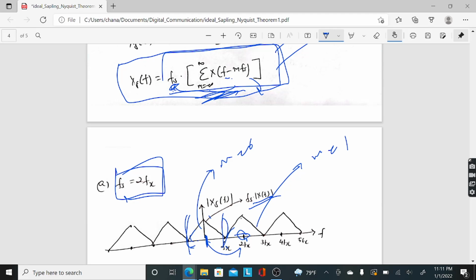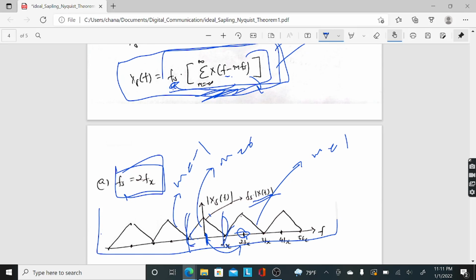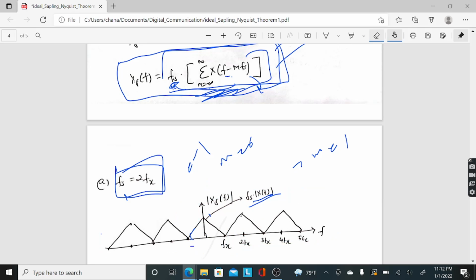Same way, when m equal to minus 1, this would be x of f plus fs. So this will be left shifted by 2fx. So this is when m equal to minus 1, and so on. So when I plot the entire summation, basically I get a continuous plot from minus infinity to plus infinity. So this is how my plot looks like here when fs is equal to 2fx.